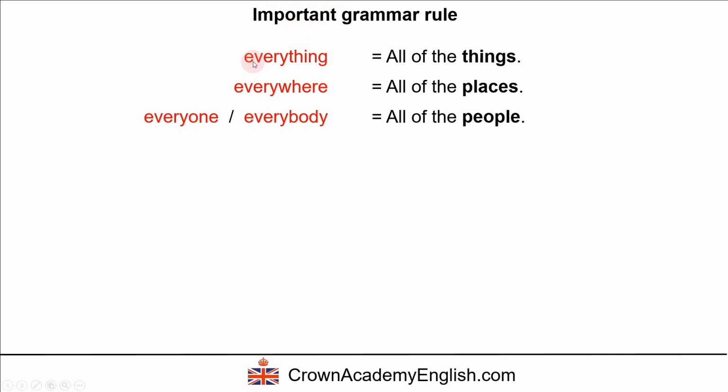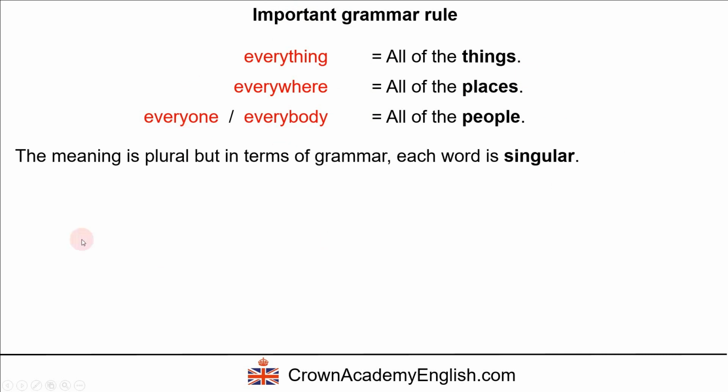So this is the meaning. You've already seen this. Okay, this is just a very quick summary of the meaning. Now, the meaning, as you can see, is sort of a plural. Everything, all of the things, everywhere, all of the places. So the meaning, the concept, the idea, it's a plural. But in terms of the grammar, in the sentence, the word is singular. Okay, so in the sentence, the grammar rule is that these words are in fact singular. We treat them as singular in terms of the syntax and the grammar rules of the sentence.